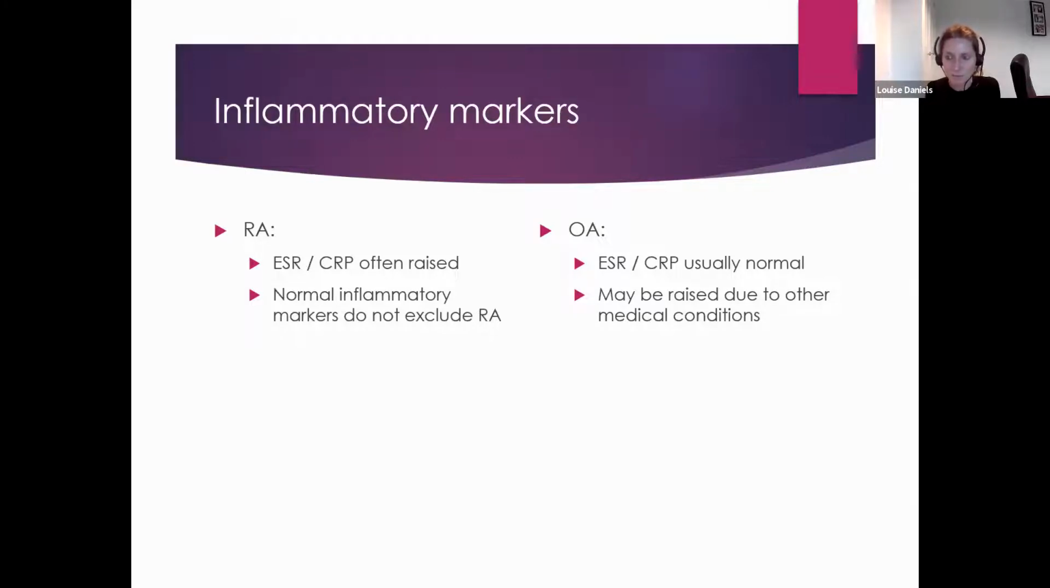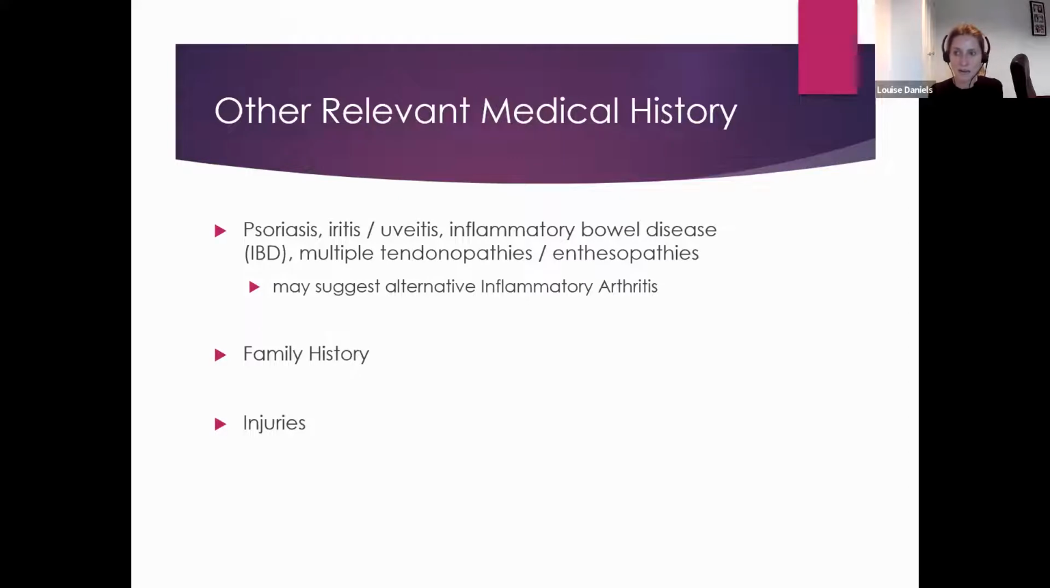If they are up, it might be because of other medical conditions that can also cause a rise in those markers. Have a think about the other medical history. So I've sort of focused on rheumatoid arthritis as the inflammatory arthritis, but of course it could be psoriatic arthritis or gout or IBD associated arthritis. So you have a think about whether there's any history of psoriasis, inflammatory bowel disease like ulcerative colitis or Crohn's, any iritis or uveitis.